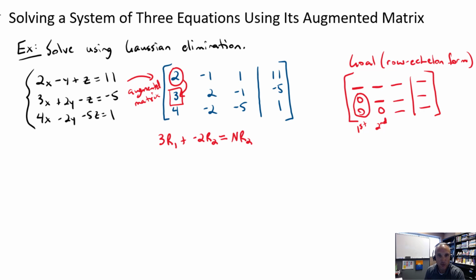So 3 times row 1. So I'm going to go to row 1 and multiply all 4 entries by 3. So I'll have 6, -3, 3, and 33. And then I'm going to go to row 2 and multiply every entry by -2, giving me -6, -4, +2, +10. And then I'm going to add those together. 6 plus -6 is 0, which is what we wanted here.